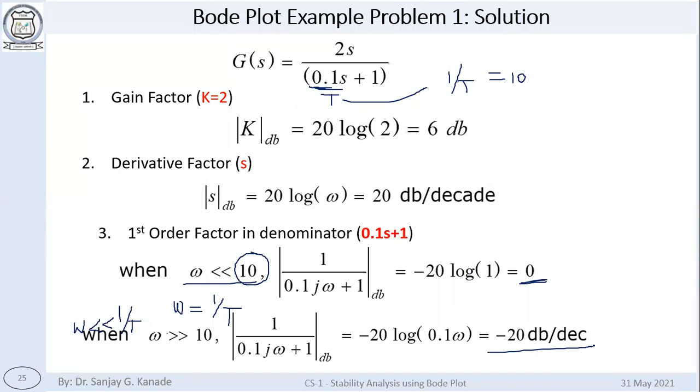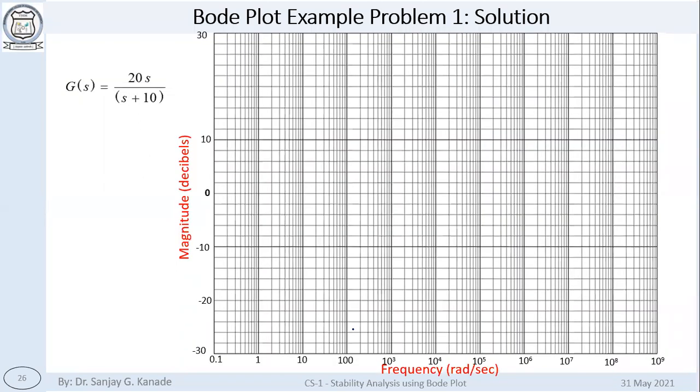Okay. And in this particular case, for the first order factor in the denominator, we already know the point of intersection. Where do we draw this line? We draw that line from this particular point. At omega equal to 1 by T, it is going to intersect the 0 dB line. So from that point, we have to draw the line. Let's see here. This is a semi-log paper. I have taken the scale here. Now, let's see.